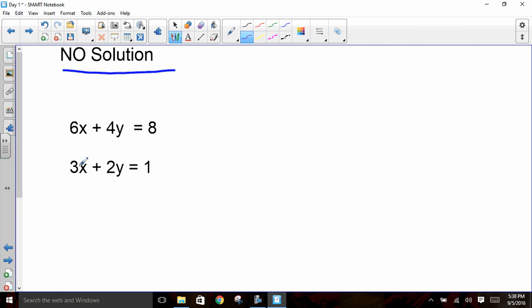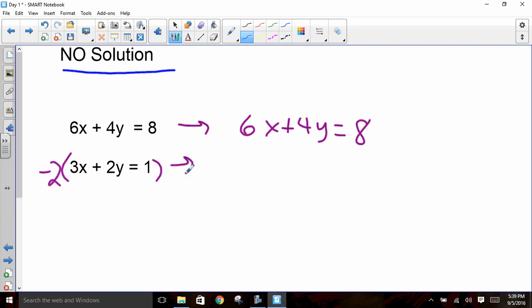Well, I notice if I take a look at my x, 3 times 2 gives me 6. If I look at my y's, I know that 2 times 2 gives me 4. So basically, if I multiply the second equation by -2, because remember we want one plus and one minus, I think something weird is going to happen. So we're going to leave this first one alone. We're going to multiply the second one by -2. So I get -6x minus 4y is equal to -2.